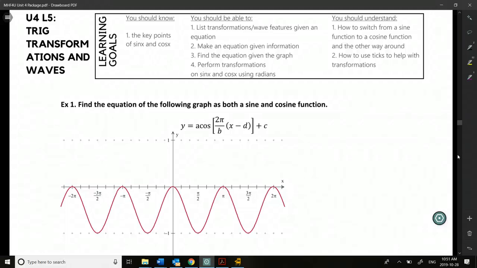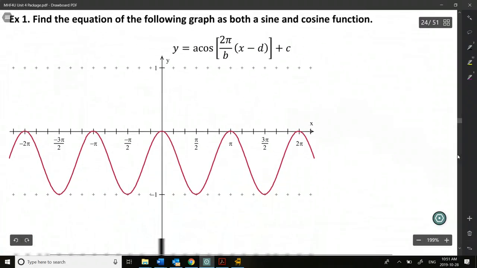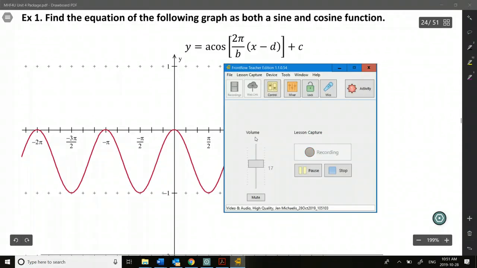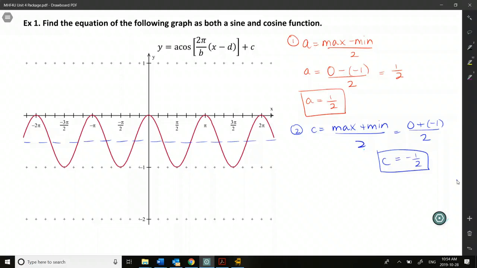Okay, so try this, guys. See if you can find this equation as both a sine and a cosine function on Unit 4, Lesson 5. I'll zoom in here for you. Okay, so this is what we have so far. The a value you should have found as a half by doing max minus min over 2. The c value you should have found as negative half.